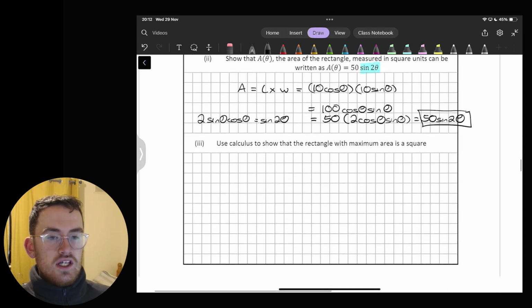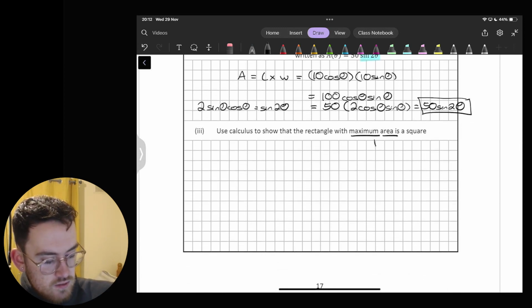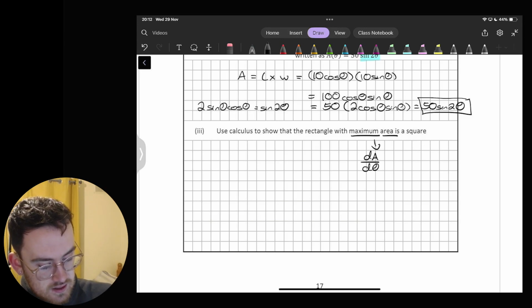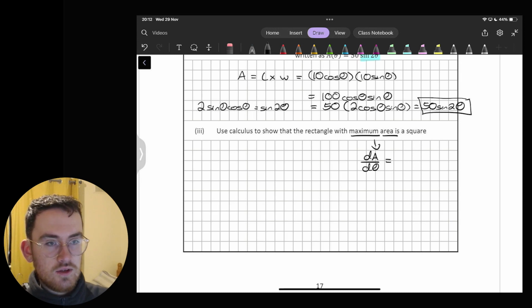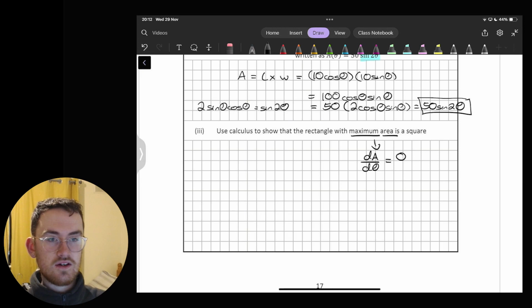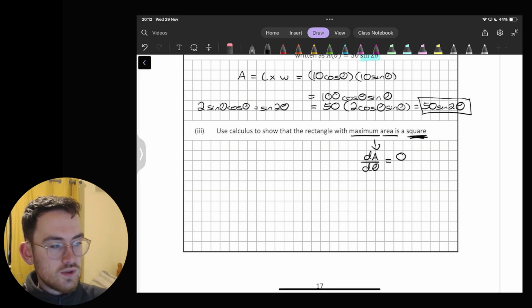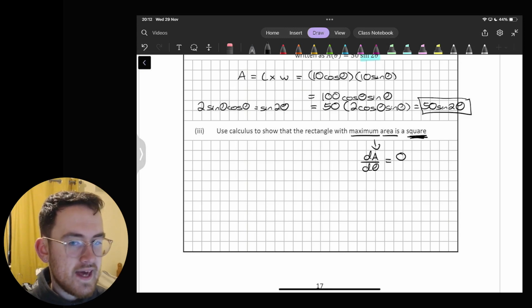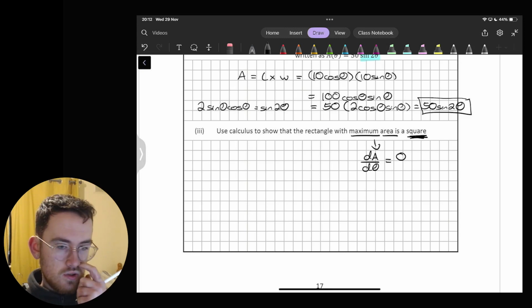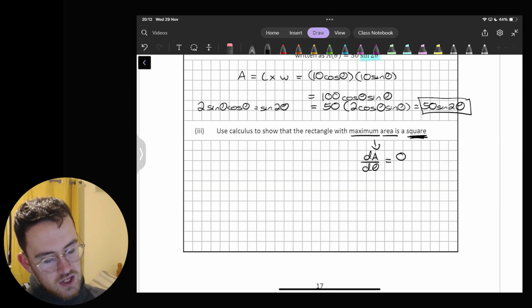So next off, we need to use calculus to show that the rectangle with maximum area, so maximum area, dA d theta, I'm assuming, because my area is in terms of theta, and I want to show that that's going to be equal to 0. And showing that it's a square, I'm assuming something to do with the angles, or perhaps something to do with the values of r. Okay, the actual values of r that I get. So let's have a look.